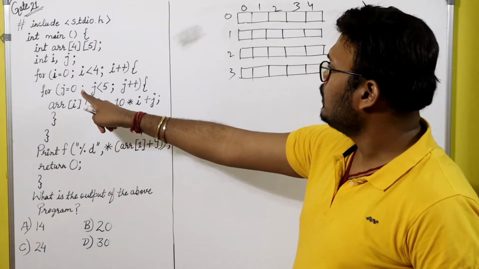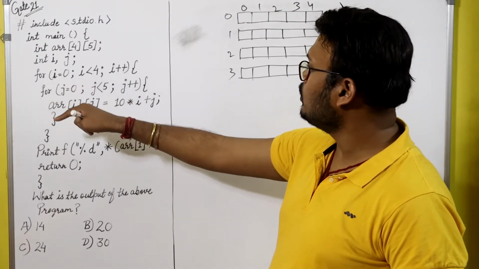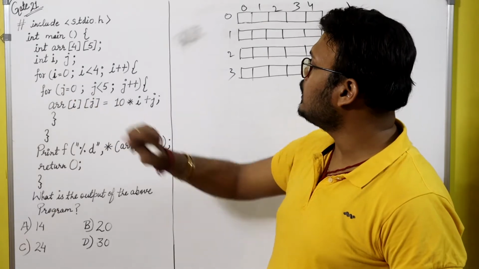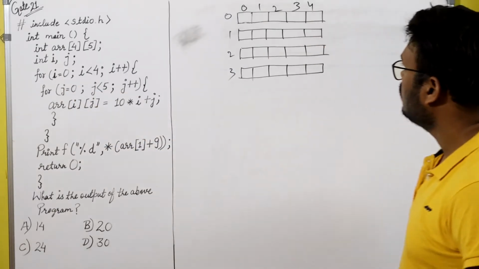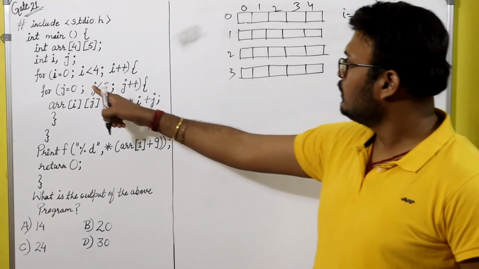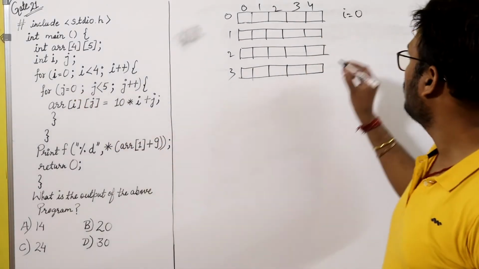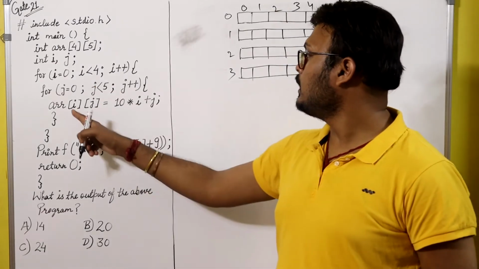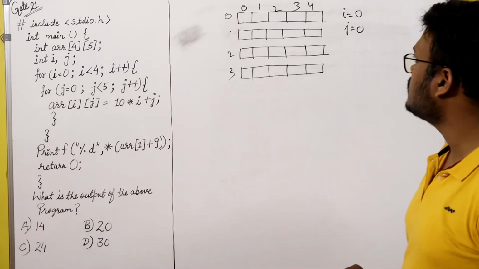Here you see 2 for loops are there. For i equal to 0. i is basically for the row part and j is basically for the column part. For i equal to 0, 0 less than 4 is true, then come to j. j is 0, yes, 0 less than 5, yes. Then array of i, j is equal to 10 into i plus j.